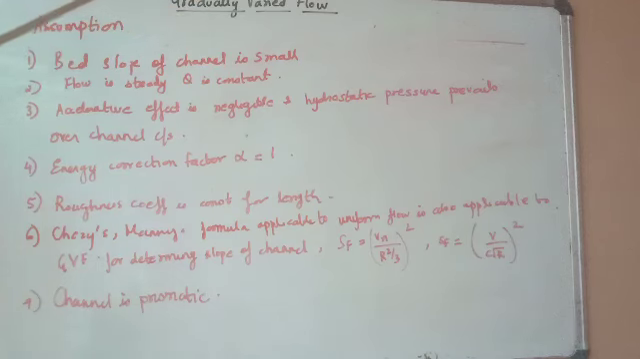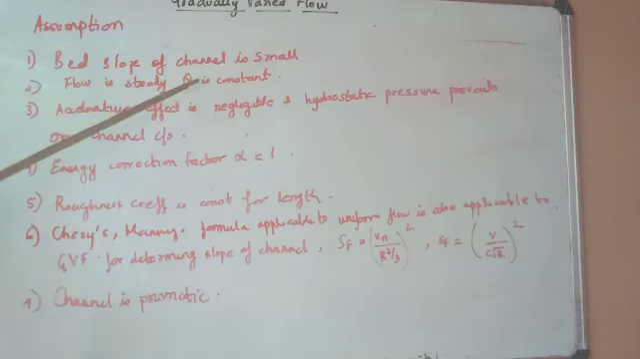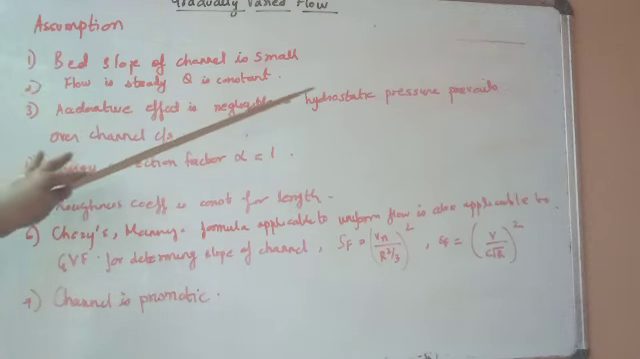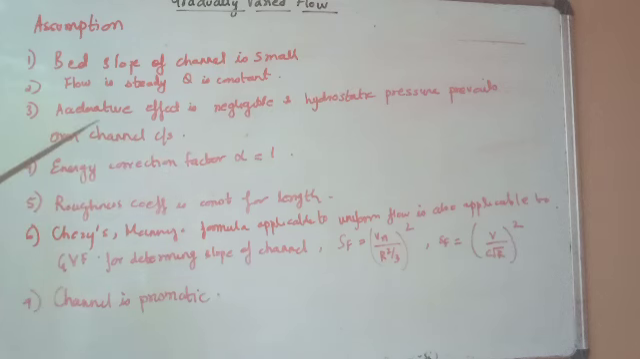Before deriving any equation for gradually varied flow, the following assumptions are there. The first assumption is the bed slope of the channel is very small. So the slope of the channel is small and the flow is steady and discharge is constant. That is the second assumption. And the third assumption is accelerative effect is negligible and hydrostatic pressure prevails over the channel cross section.